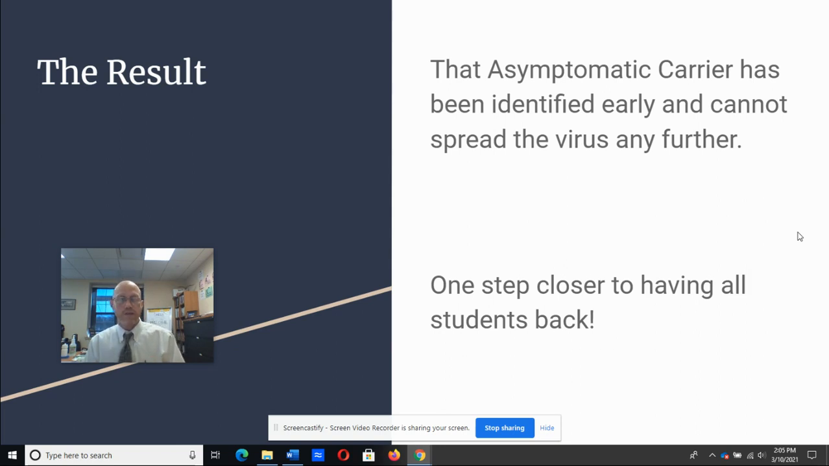If we can do that, then we have added to the tools that we already have in our toolbox, the big four, and now we're really able to control and mitigate the spread of the virus, keep people safe, and ultimately we're one step closer to bringing everybody back to school under safe conditions.